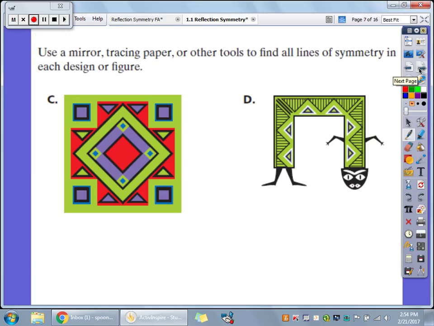Okay? If we look at C and D, take a couple of seconds to see if you can come up with the line or lines of symmetry for both C and D.